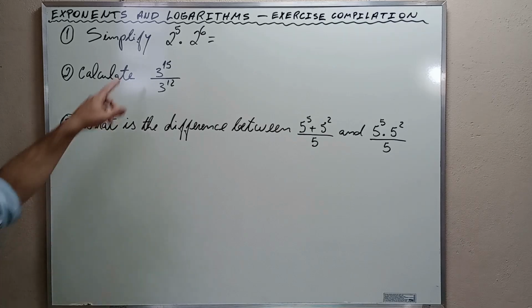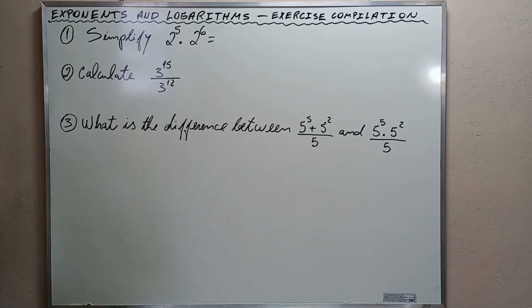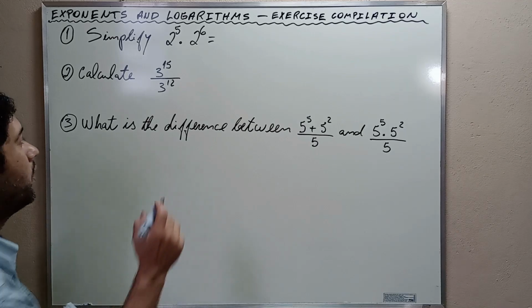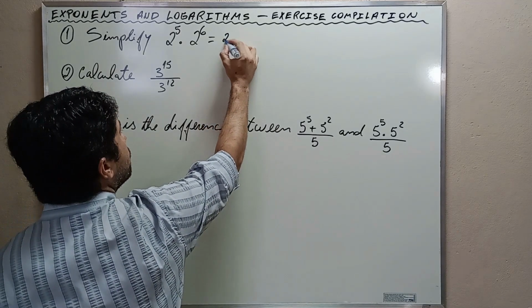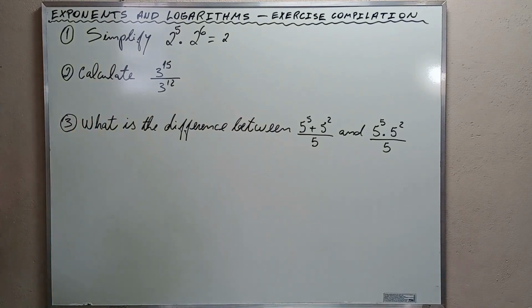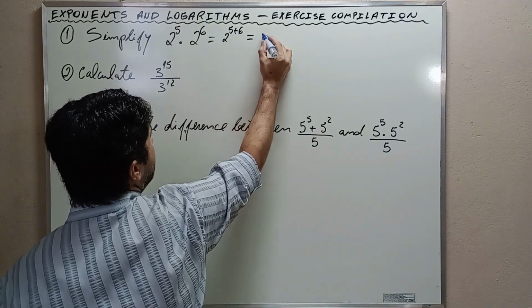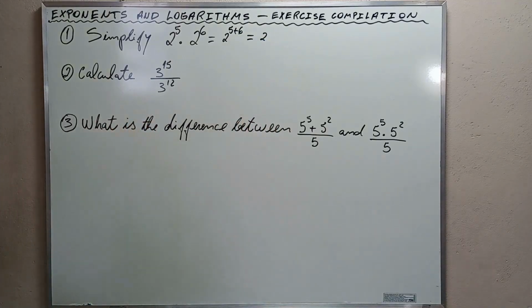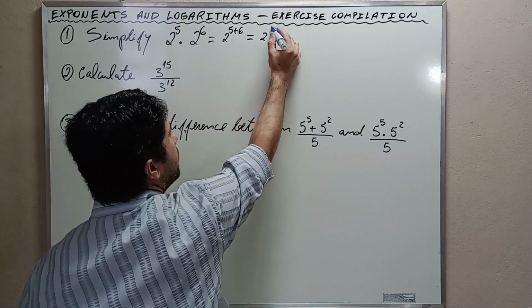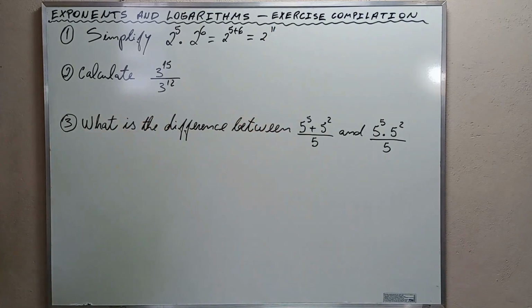Exercise number 1: simplify this. 2 raised to the 5th power times 2 raised to the 6th power is equal to. What can we do to simplify this expression? We simply use the properties that we just saw. It becomes 2 raised to the power of 5 plus 6, and this is 2 raised to the 11th power, or if you prefer, 2 to the 11th. Let's go to exercise number 2.